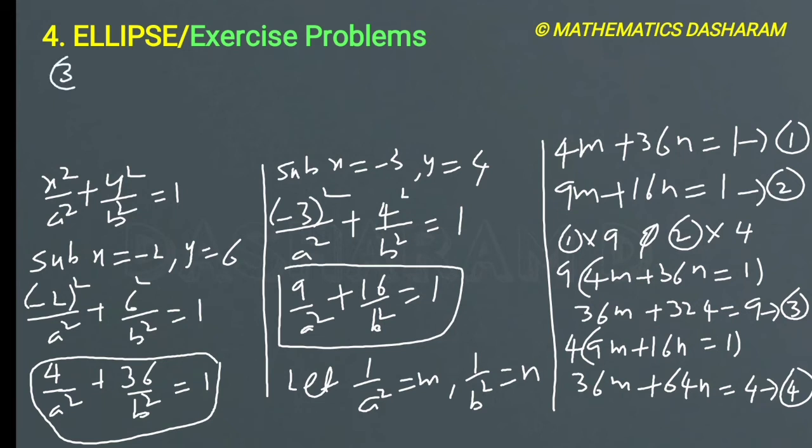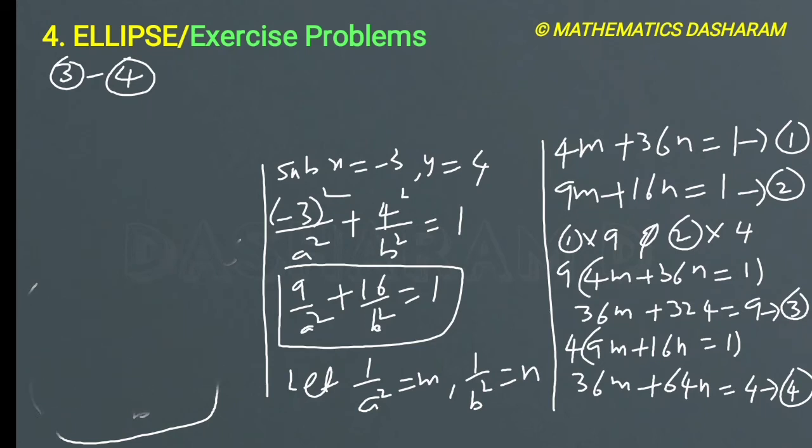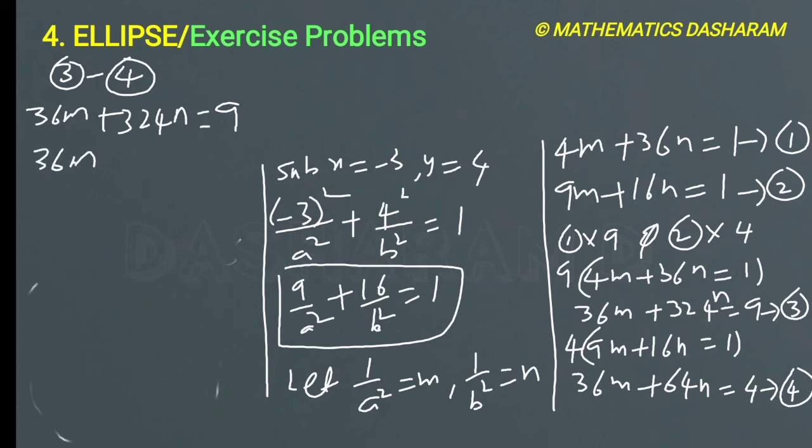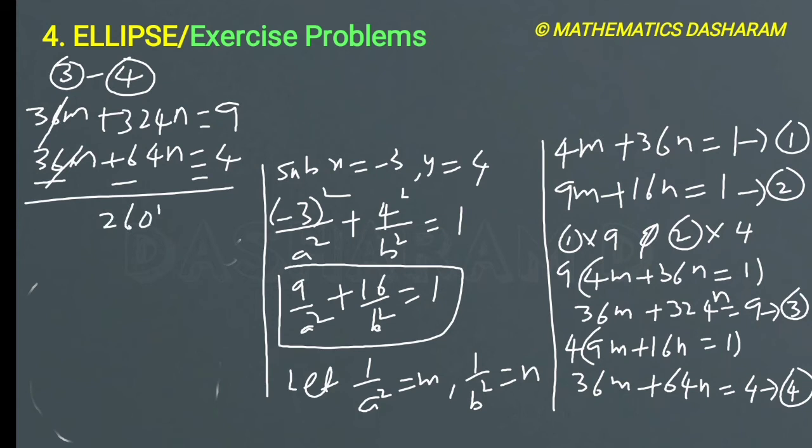Now equation 3 minus equation 4. Equation 3 is 36m plus 324n equals 9, next 36m plus 64n equals 4. Now change the signs. Here both m terms cancel. 324 minus 64 is 260n, and 9 minus 4 is 5.